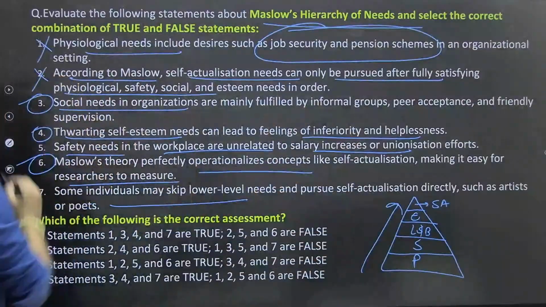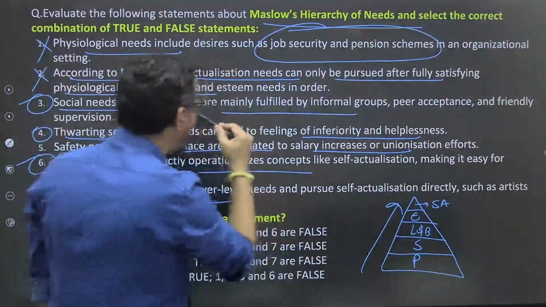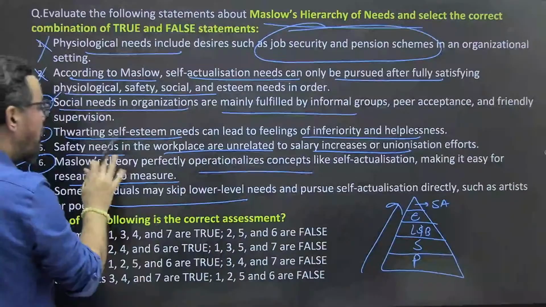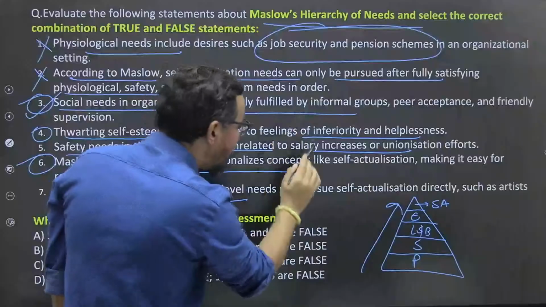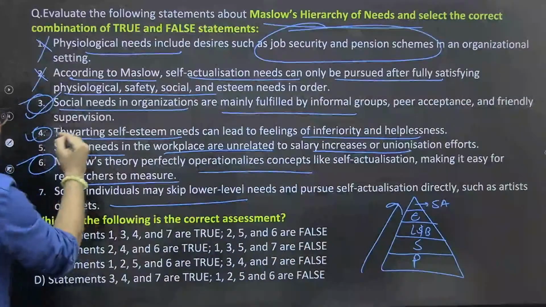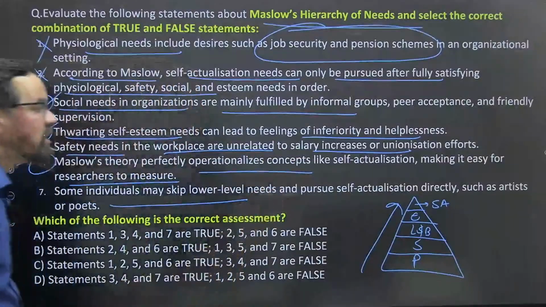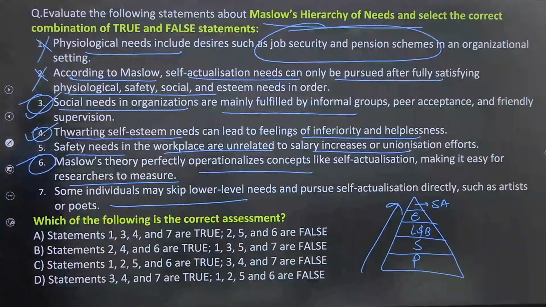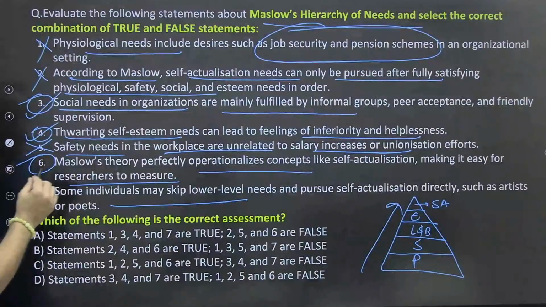It can be at any level. Social needs in the organization are mainly fulfilled by the informal groups. True. Thwarting self-esteem needs can lead to feelings of inferiority and helplessness. True. Safety needs in the workplace are unrelated to salary increases or unionization effects. This is also wrong.